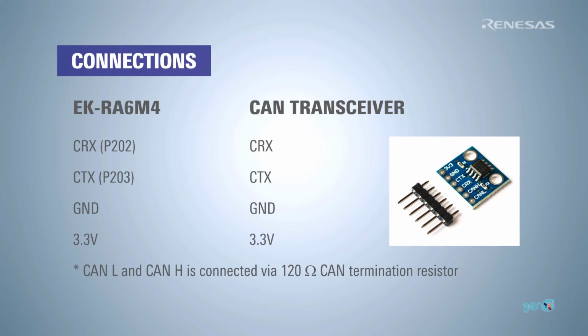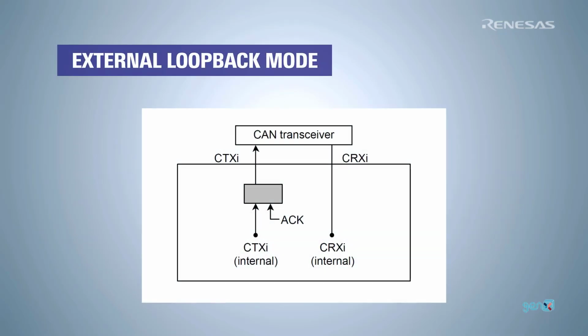The hardware connections for our project include a generic CAN transceiver module, which is connected to the EK-RA6M4 board through the CTX and CRX pins. A 120 ohm resistor between CAN-L and CAN-H is to be used as a termination resistor as per the CAN protocol. To implement a simple example, we shall develop a loopback communication between the receiver and transmitter of a single CAN channel. In this example, the transmitter will transmit the data and the data will traverse the CAN bus to arrive at the receiver's end.